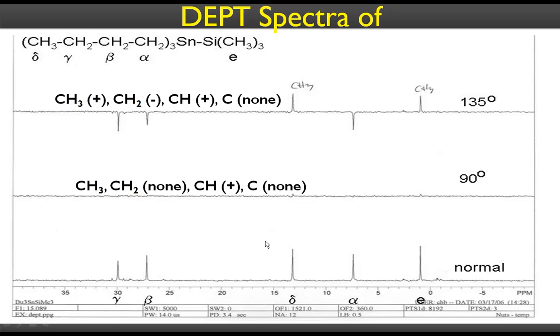Anyhow, this is the normal spectrum, and this is DEPT 90. In DEPT 90 you don't see anything, that means we don't have CH, right? And in DEPT 135 we see 3 of them going downwards, that is negative peaks, so we have 3 methylenes, and we have 2 methyls pointing up on the positive side, so those are 2 methyl groups.